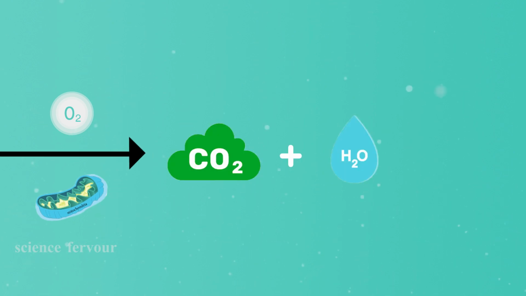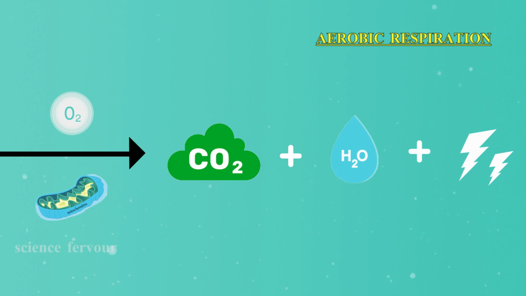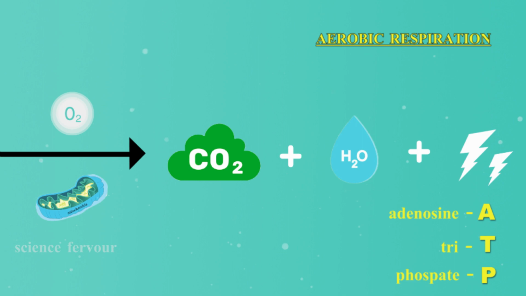dioxide, water, and energy. Let me repeat, it gives carbon dioxide, water, and energy. This is known as aerobic respiration as it takes place in the presence of oxygen. The energy which is released in this process is immediately used to synthesize a molecule called ATP. The abbreviation stands for adenosine triphosphate.